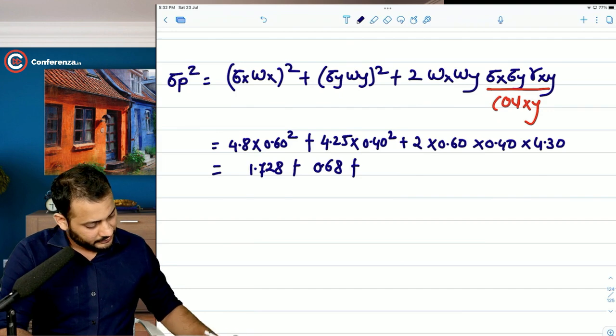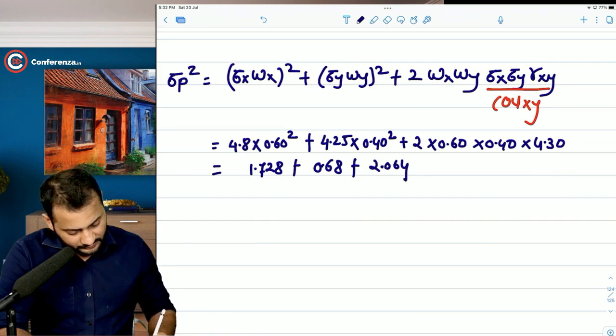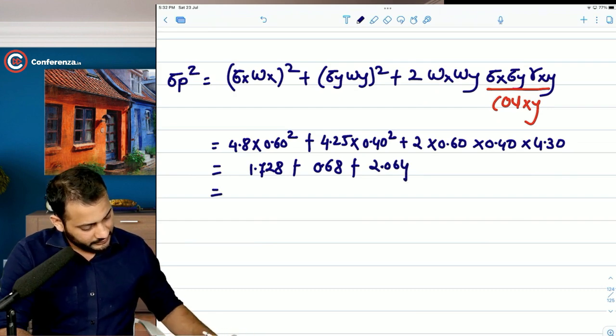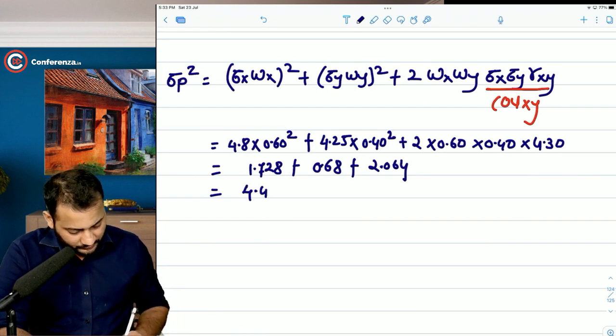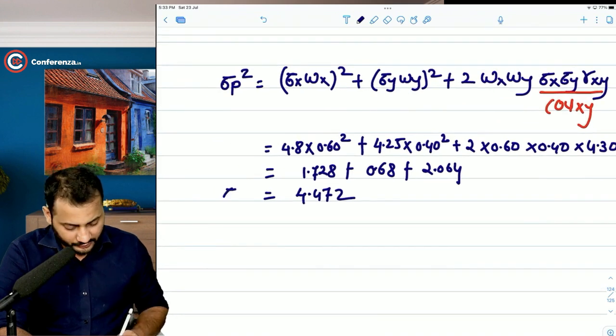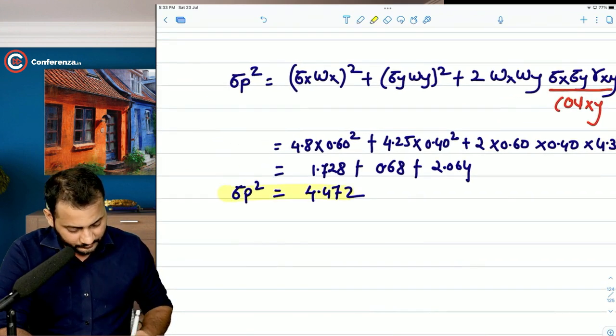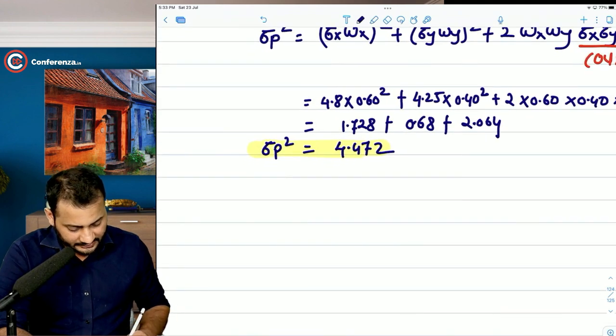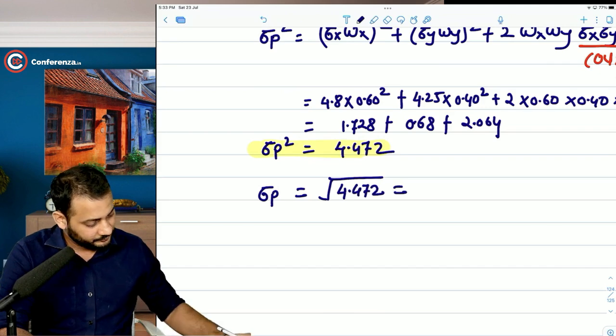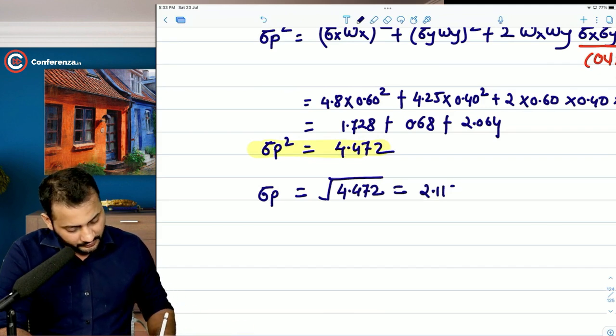0.68 plus 2 into 0.6 into 0.4 into 4.3. That's 2.064. So 1.728, 0.68, 2.064. 4.472 is the portfolio variance. Okay. Next figure is the standard deviation of the portfolio, which is nothing but the square root of the variance. 2.115. This is your fourth answer.